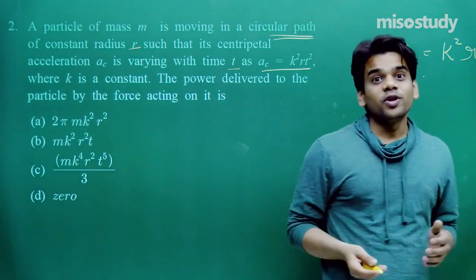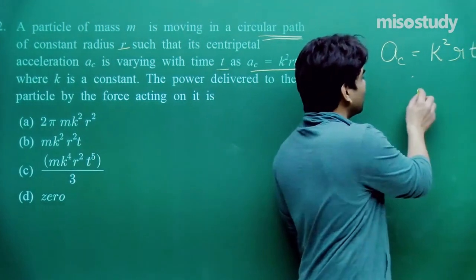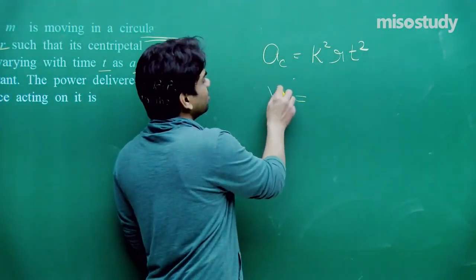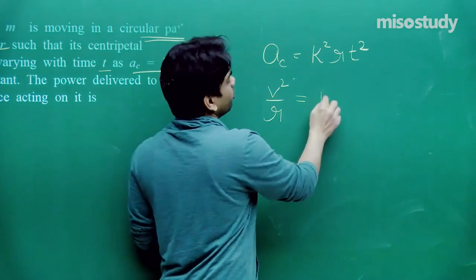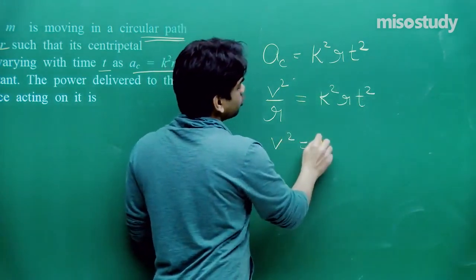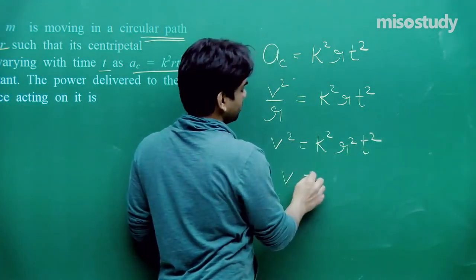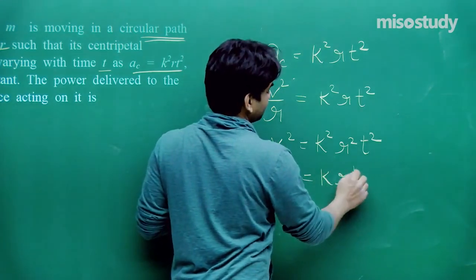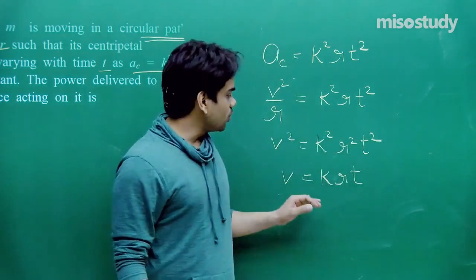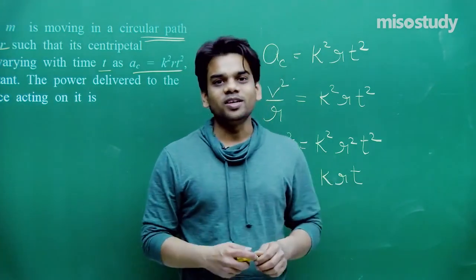So we need to know the force and the velocity. Power equals the dot product of force and velocity. Now we know that centripetal acceleration is v square by r, quite obvious. So from here, v square will be k square r square t square. So v comes out to be k r t. This is the velocity of the body.